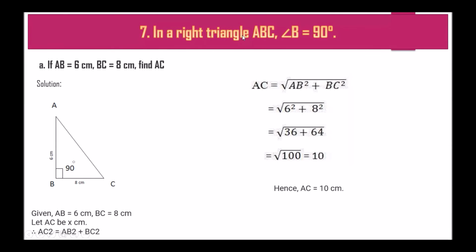7th. In a right triangle ABC, angle A equals 90 degrees. If AB equals 6 centimeters, BC equals 8 centimeters, find AC. Given AB equals 6 centimeters, BC equals 8 centimeters. We have to find AC, which is x. So AC square equals AB square plus BC square. So this is the formula. So AC equals 10 centimeters.